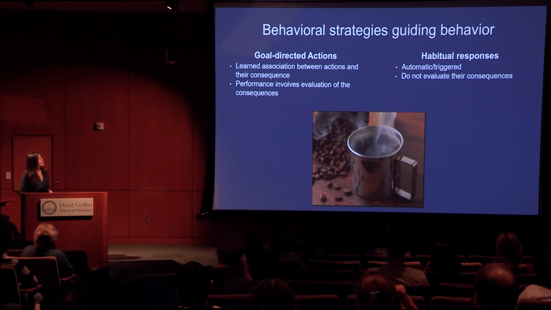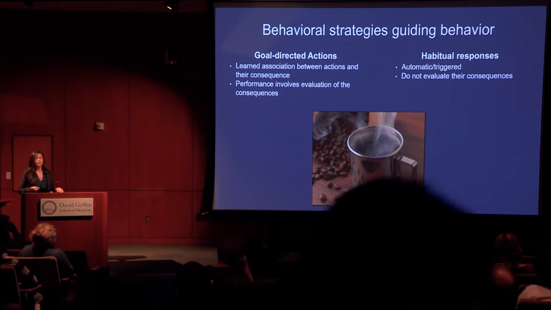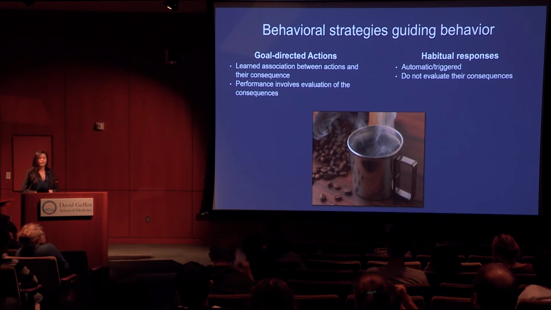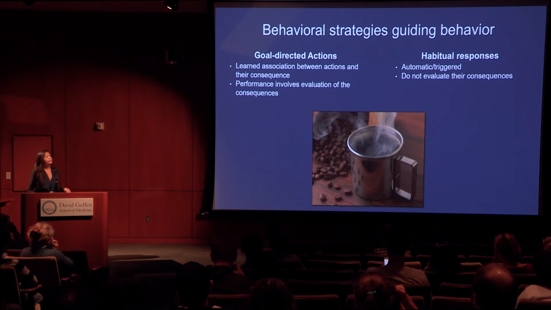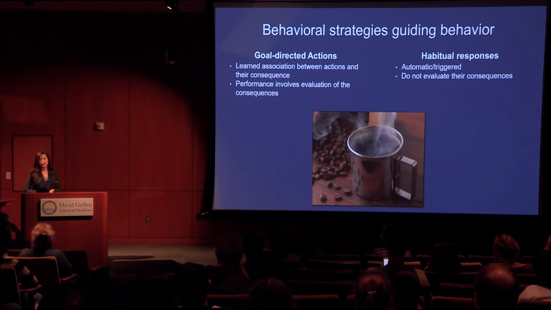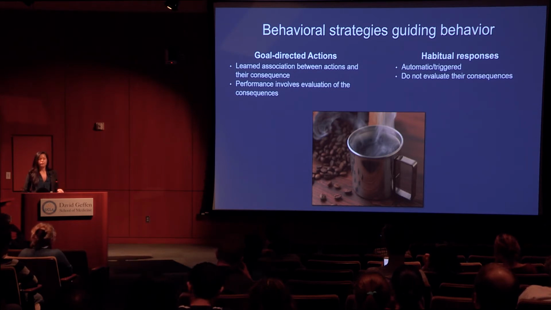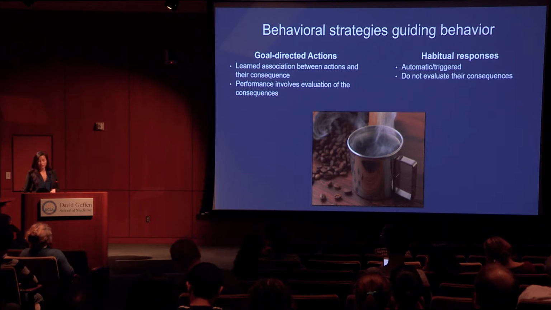habits can become pathological. And so the balance between goal-directed and habitual actions is really important to guide healthy behaviors, but an over-reliance on habits can actually trigger pathological states such as drug addiction, which you can see why it would be important to understand the neural mechanisms that underlie the transition to habitual behavior.